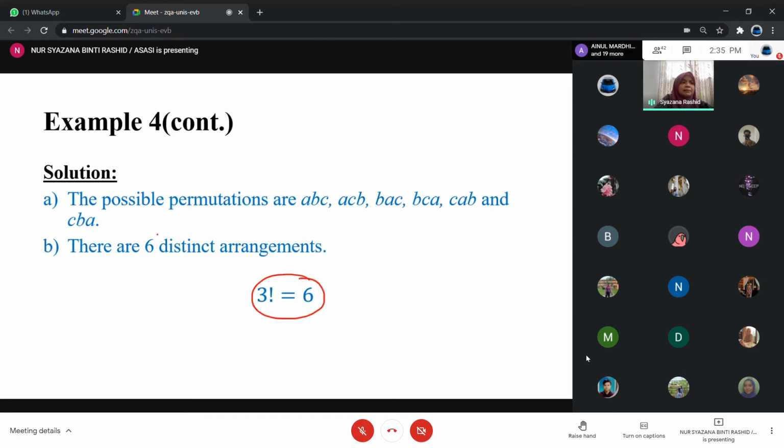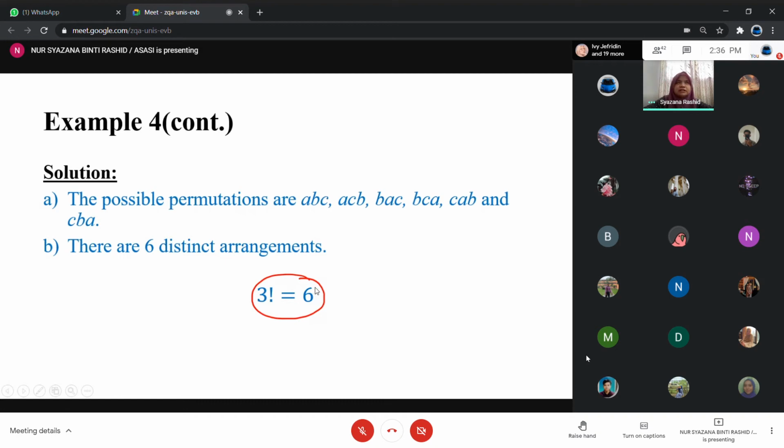Okay. And the possible permutations for part A tadi tu, ABC, ACB, BAC, BCA, CAB and CBA. So perlunya nilai ni so that kita tahu kita dah listkan semua. Kita dah listkan semua. So you kira ada 6 tak? 1, 2, 3, 4, 5, 6. So cukuplah you punya list possible permutation.